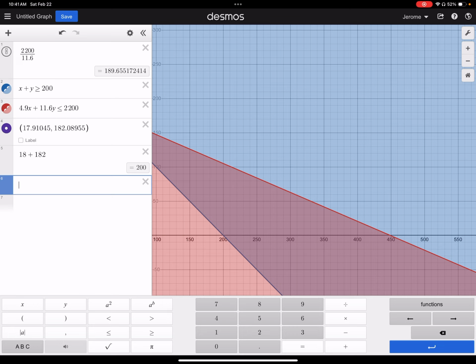So now let's check to make sure that we have the correct cost. So if we take the 18 small candles and multiply it times their cost, 4.9, and then add in the 182, right? And then multiply times their cost of 11.6, you can see that we're just under the $2,200 threshold for our budget.